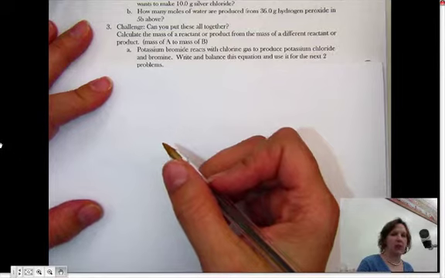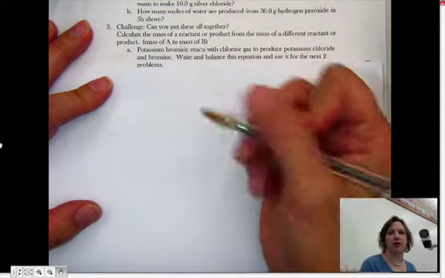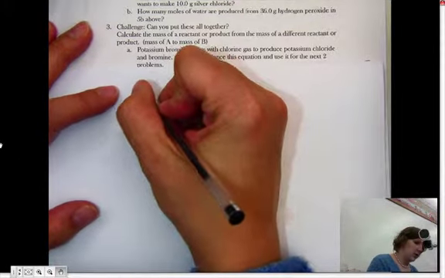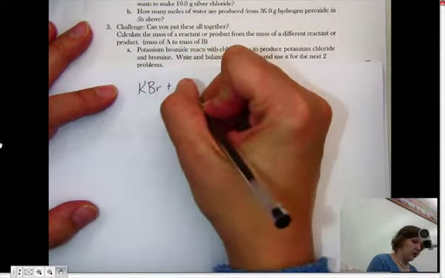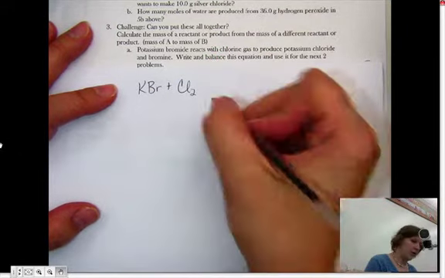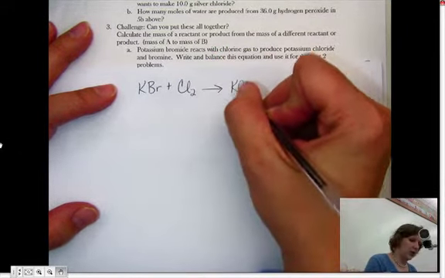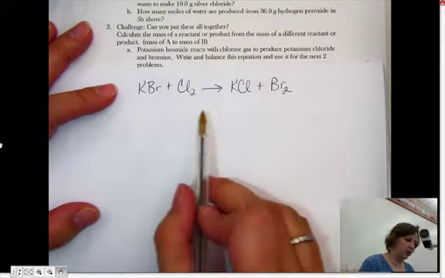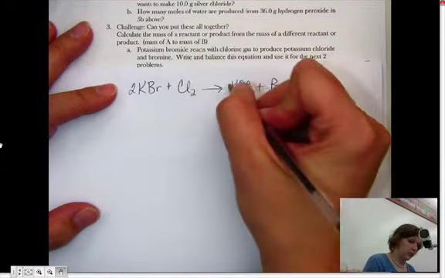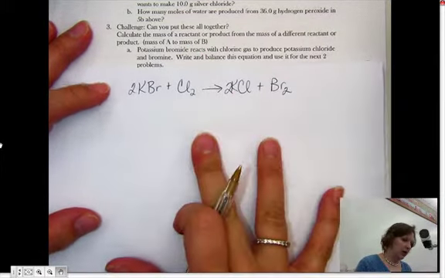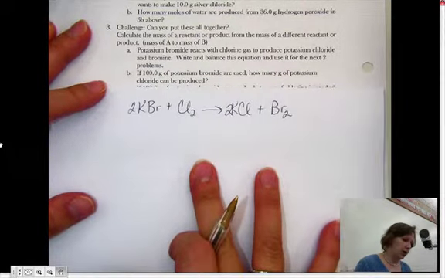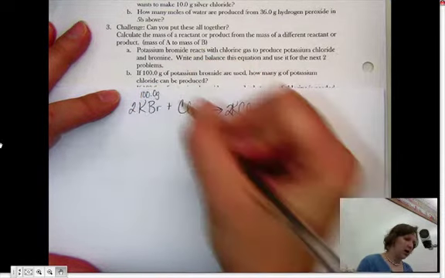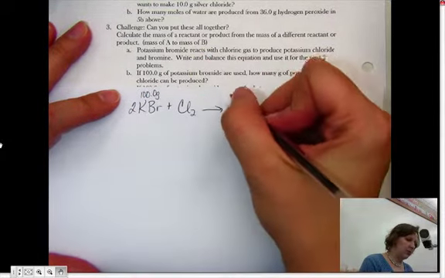Okay, potassium bromide reacts with chlorine gas to produce potassium chloride and bromine. Write and balance this equation and use it for the next 2 problems. Potassium bromide reacts with chlorine gas, remember that's Brinkelhoff, to produce potassium chloride and bromine. Plus 1 minus 1, plus 1 minus 1. Got to balance it. Okay, now we have our balanced equation on A. Let's try B. If 100 grams of potassium bromide are used, how many grams of potassium chloride can be produced?